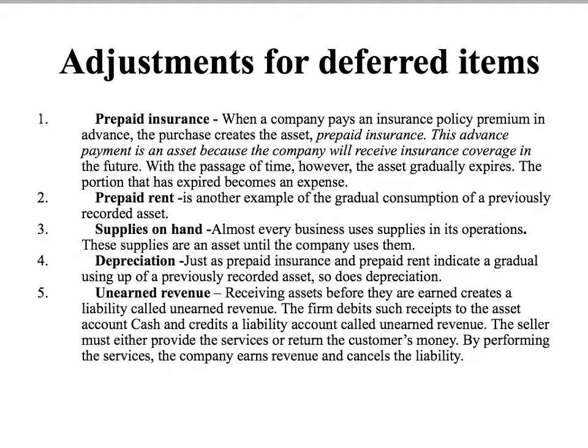Now, for the deferred items, they fall into these categories, and they repeat themselves. There's the prepaid expenses, basically. For example, I prepay insurance for a year. When I prepay insurance, I have the right, I am insured for the year. That is an asset that I will use up over the course of the year.